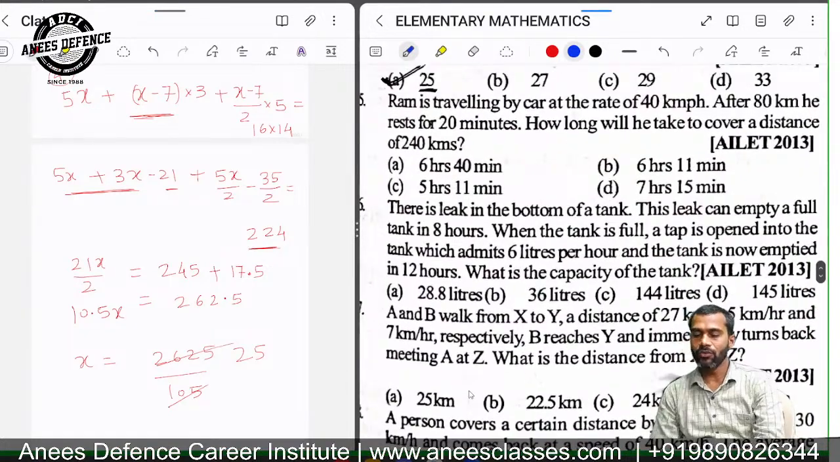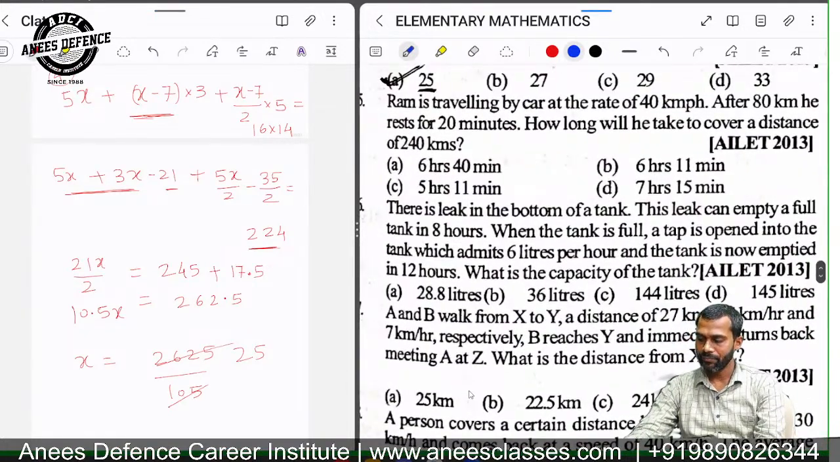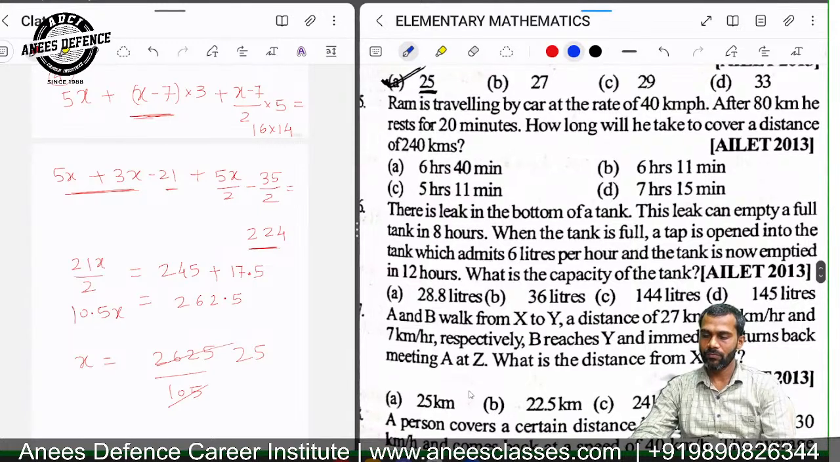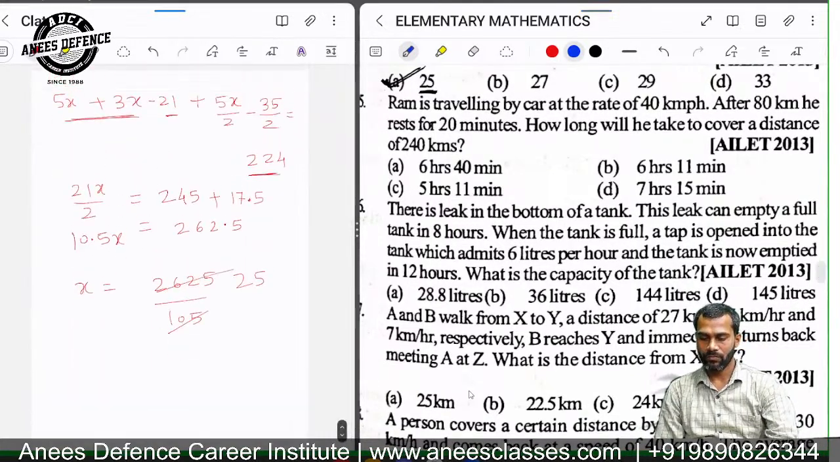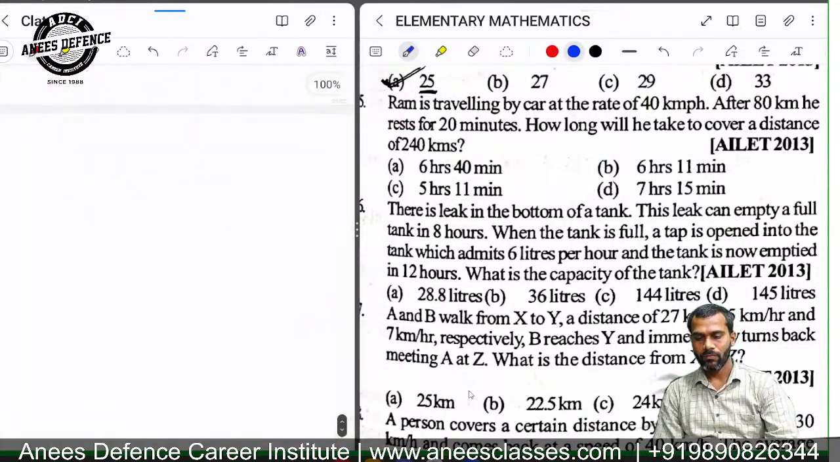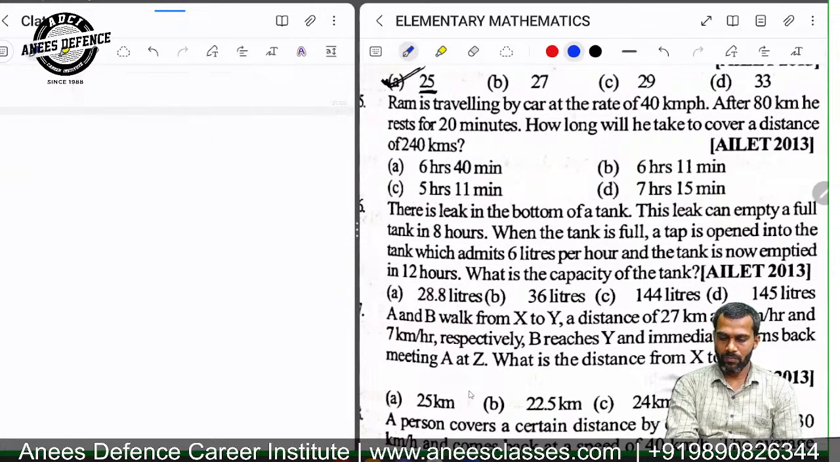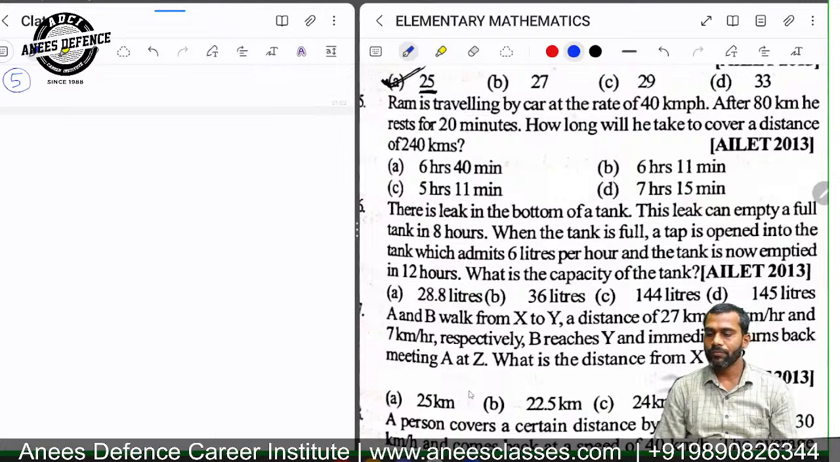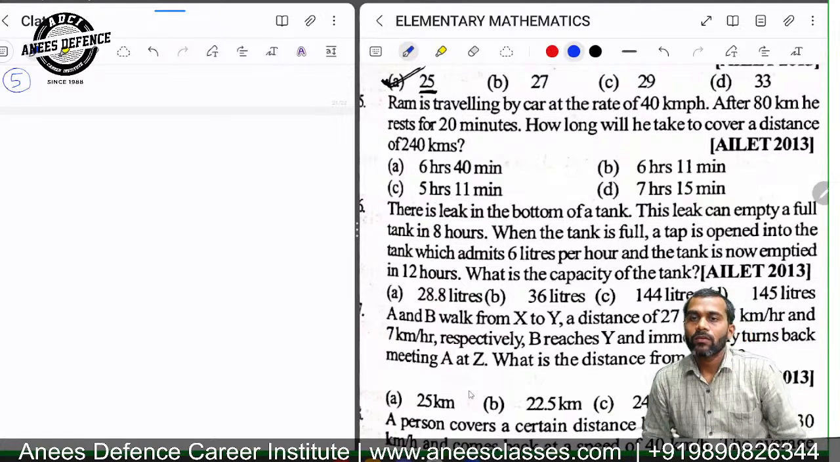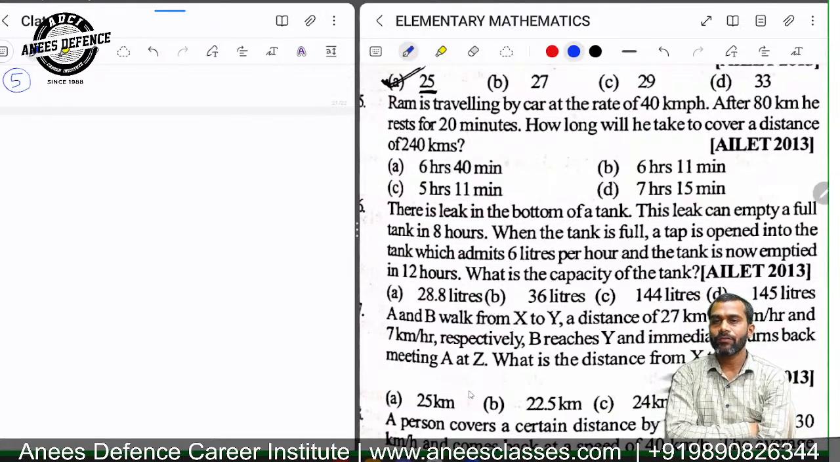Please try to solve question number 5. Very easy. Ram is traveling by car at the rate of 40 km per hour. After 80 kilometers, he rests for 20 minutes. How long will he take to cover a distance of 240 kilometers?